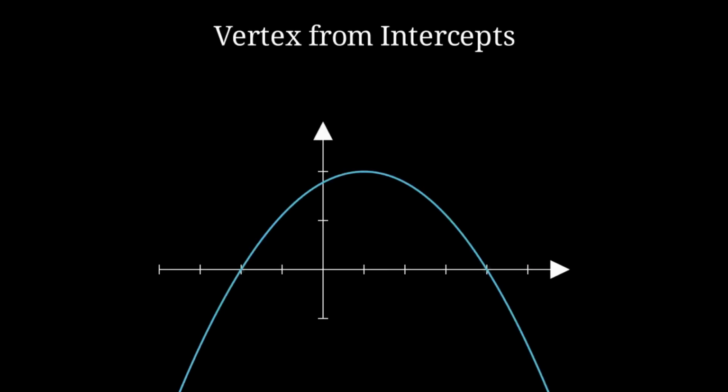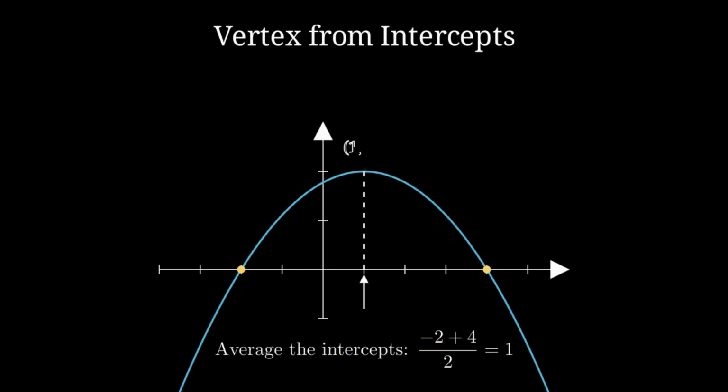If your graph shows clear x-intercepts, you can find the vertex x-coordinate by averaging them. The vertex is always horizontally centered between the points where the graph crosses the x-axis.